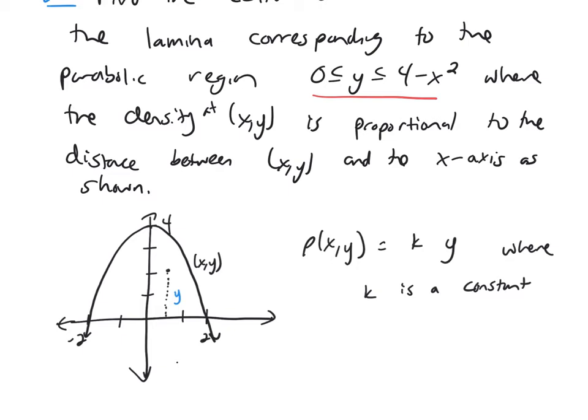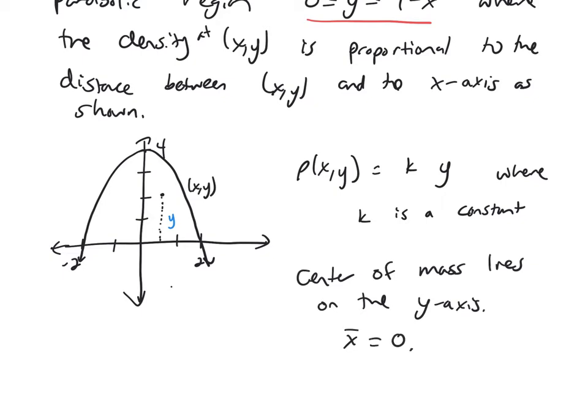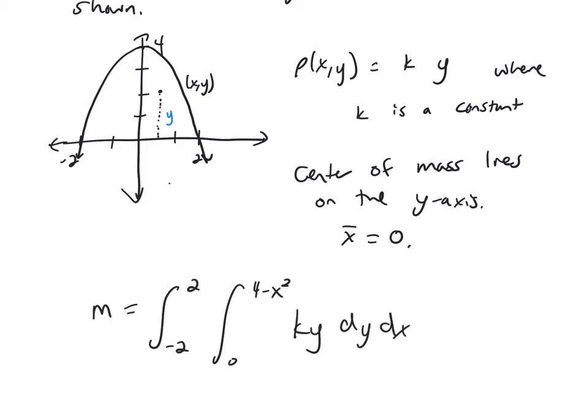And because of symmetry, we know that the center of mass lies on the y-axis. So in particular, I already know that x bar should be 0. So now we need to find y bar. To do that, the first thing you're going to do is find the mass, m. Here I describe my region as x goes from -2 to 2, y goes from 0 to 4 minus x squared, and I'm integrating my density function, which is ky dy dx.